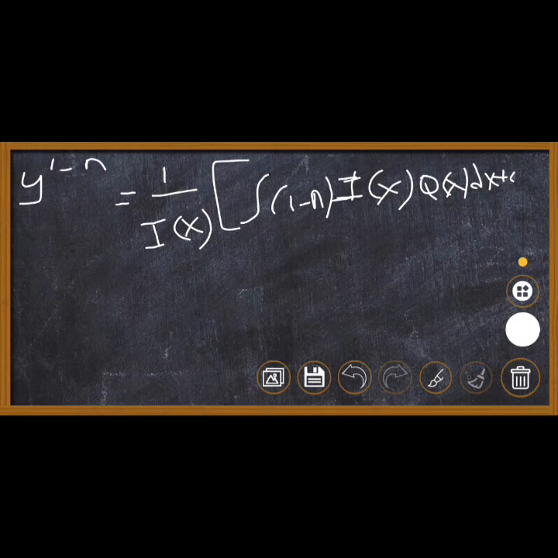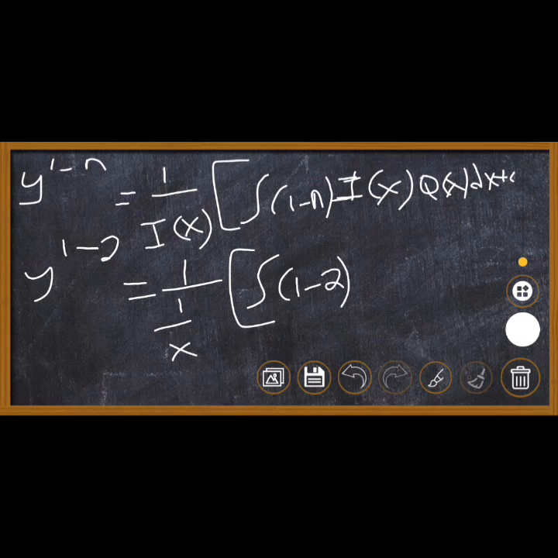So in this case, we have y power 1 minus n, what was our value of n? It's 2, equals 1 over the integrating factor, which is simply 1 over x. So we have the integral of (1 minus 2), then our integrating factor 1 over x. Then remember, our value of q of x was negative 1 over x squared, dx plus the constant value c.